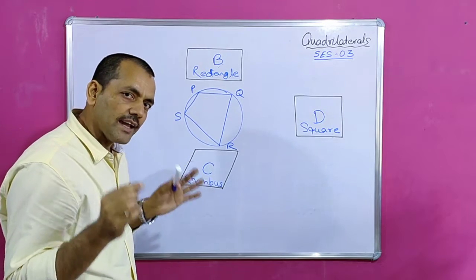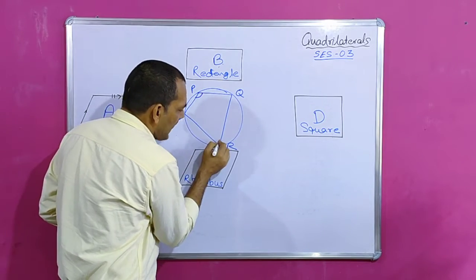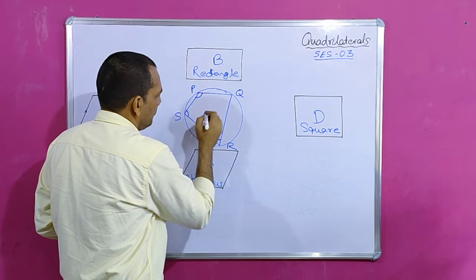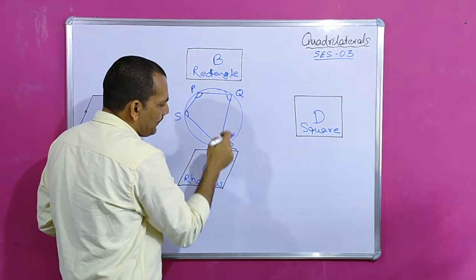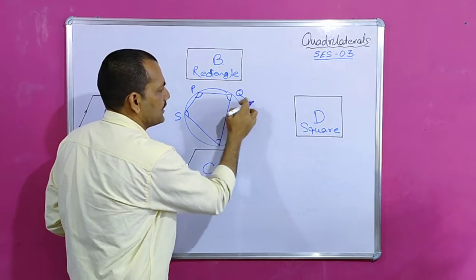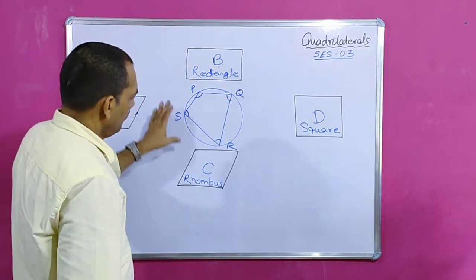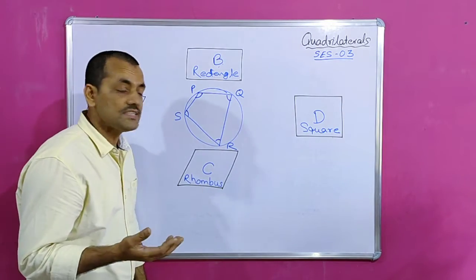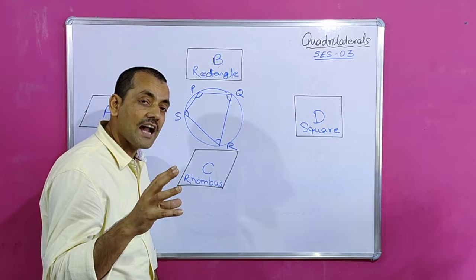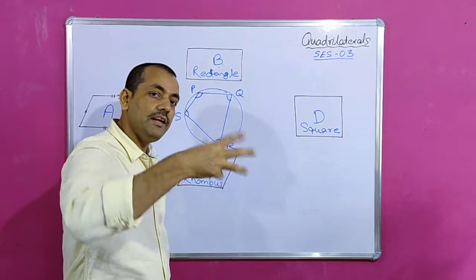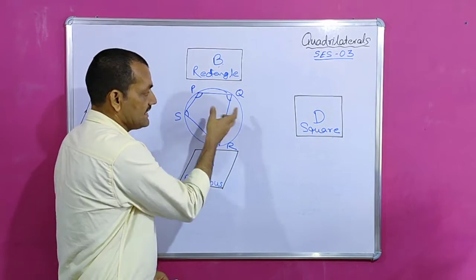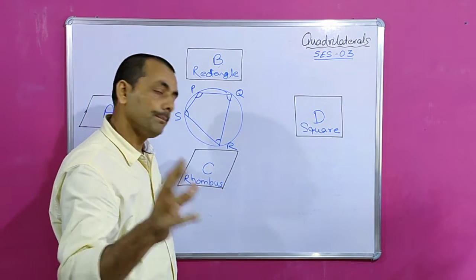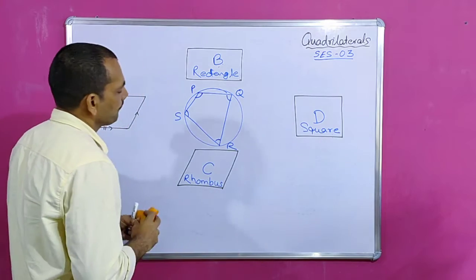The property of the cyclic quadrilateral: opposite angles add to 180 degrees. So, P plus R will be 180 and S plus Q will be 180. This is a cyclic quadrilateral. Or in other words, if a quadrilateral is inscribed inside a circle, then this quadrilateral is actually a cyclic quadrilateral.